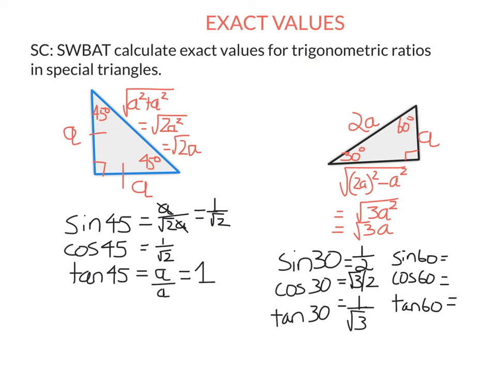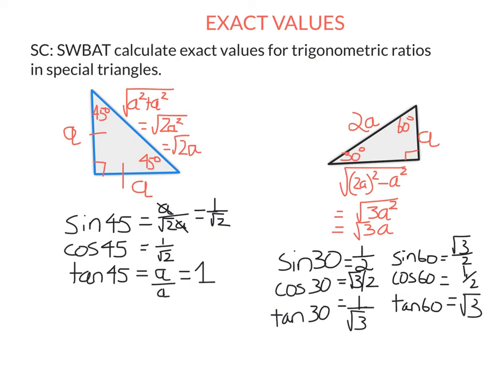Sine 60 is the same as cos 30. It will be the opposite, root 3A, over the hypotenuse. It'll be root 3 over 2. It turns out cos 60 is the same as sine 30. So what would be tan 60? Well, tan 60 would be root 3A divided by A. That's just root 3. So what we have here are some exact values for sine, cos, and tan of 30, 45, and 60.